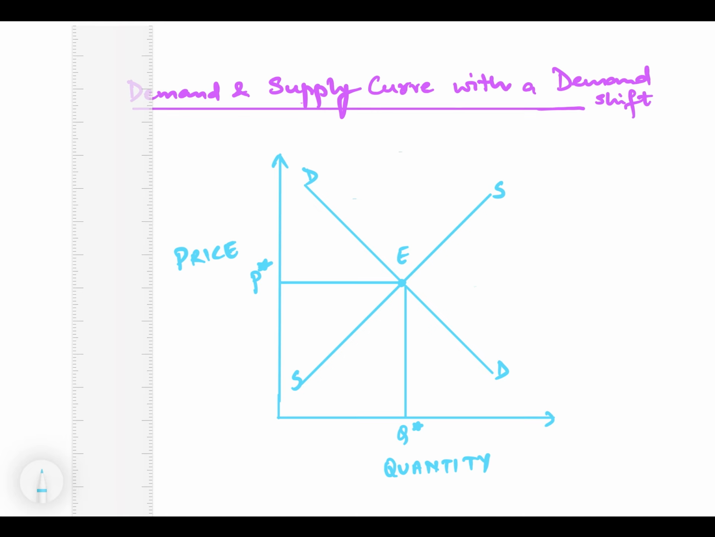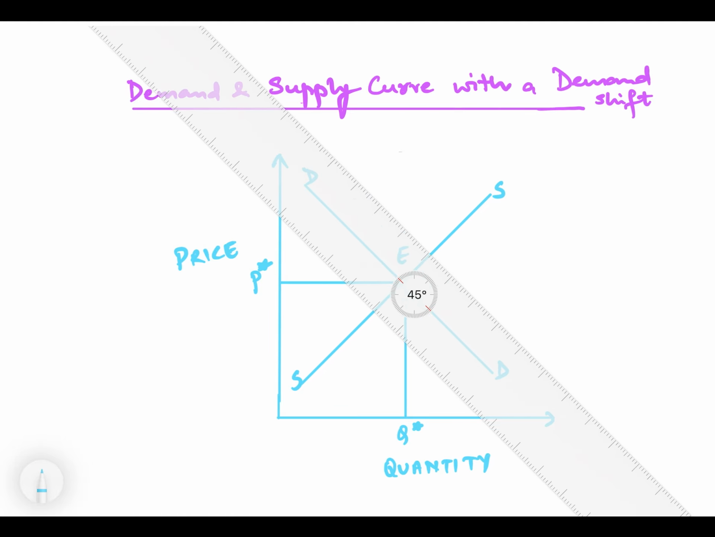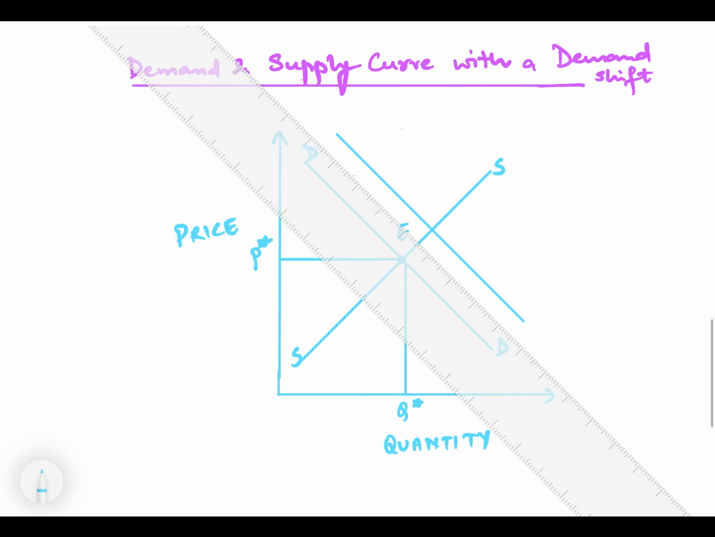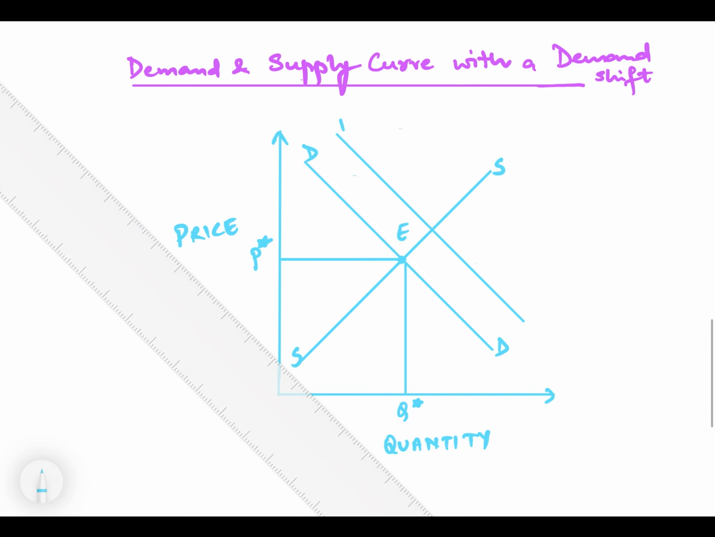Now imagine that consumers' incomes rise and they want more of this product at every price. So it means the demand curve will shift to the right. Let's draw a new curve, which is your new demand curve. Let's mark it as D1, and don't forget to show this increase with an arrow. This is important. Now, where is the new intersection? The new intersection will be where the new demand curve is cutting the original supply curve. Let's mark it as E1.